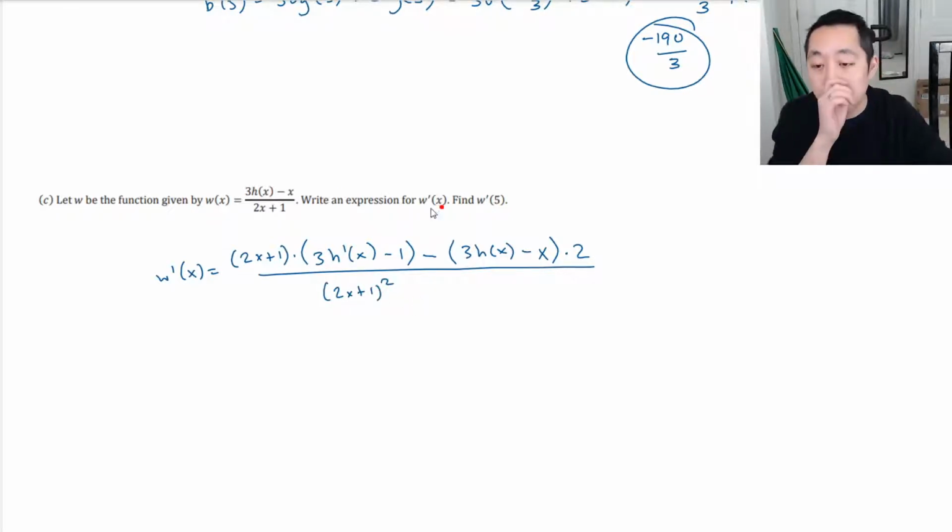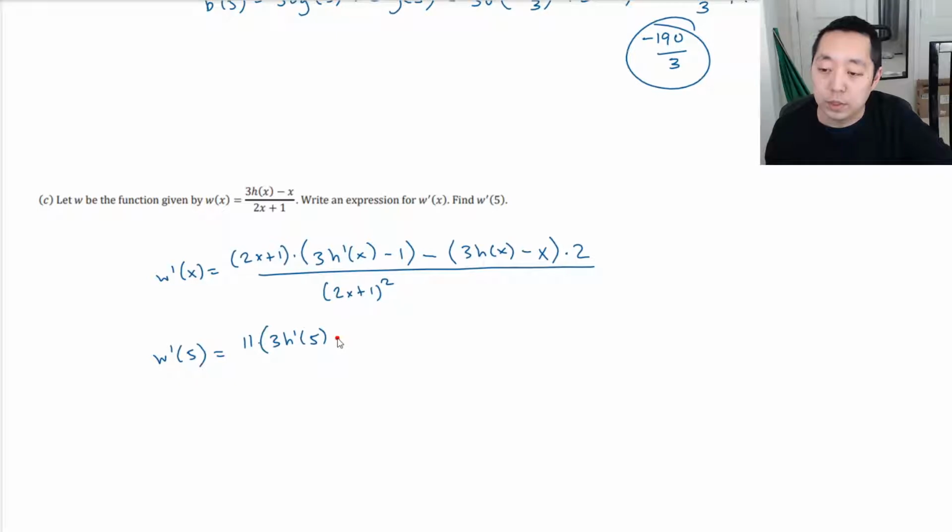And they usually say not to simplify. Just write this out. This is your answer. Just leave it like that. Don't simplify. They encourage you not to, in order to avoid any mistakes. Now let's plug in 5 here. This is going to be 11 times 3 times the derivative at 5, oops, put a parenthesis there, minus 1, minus 3h of 5, minus 5 times 2, over 11 squared.